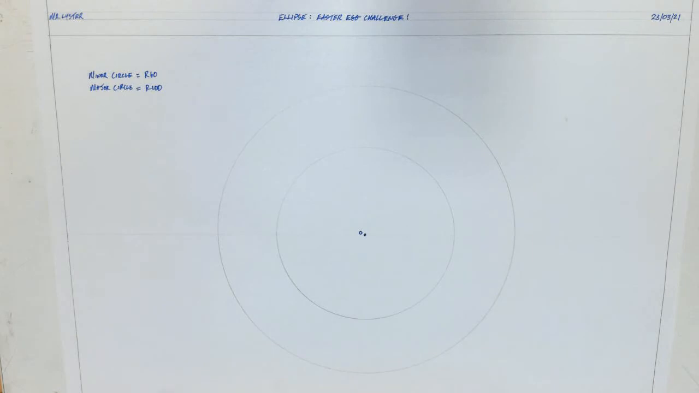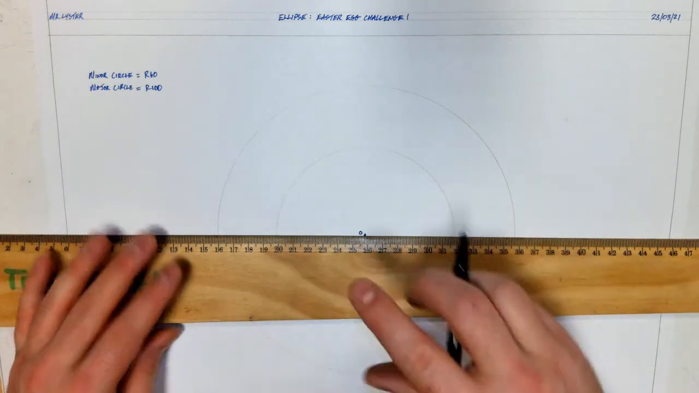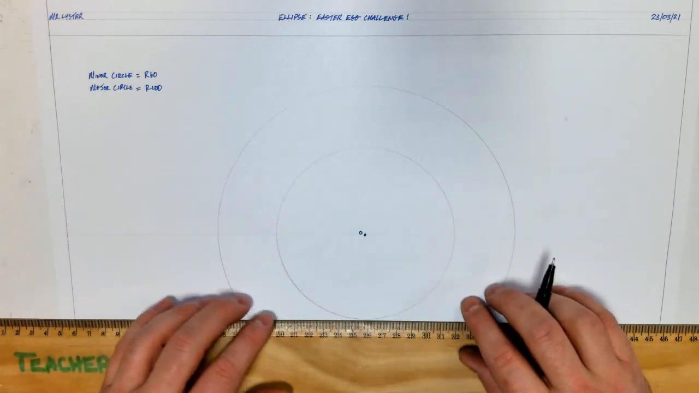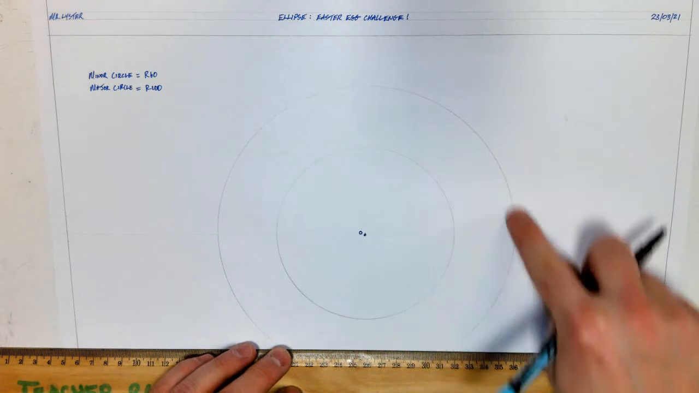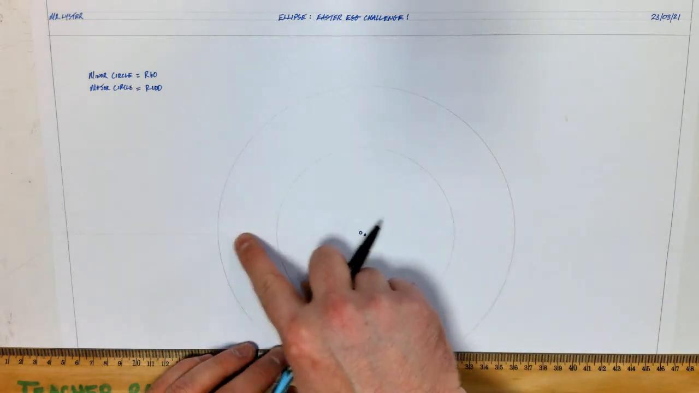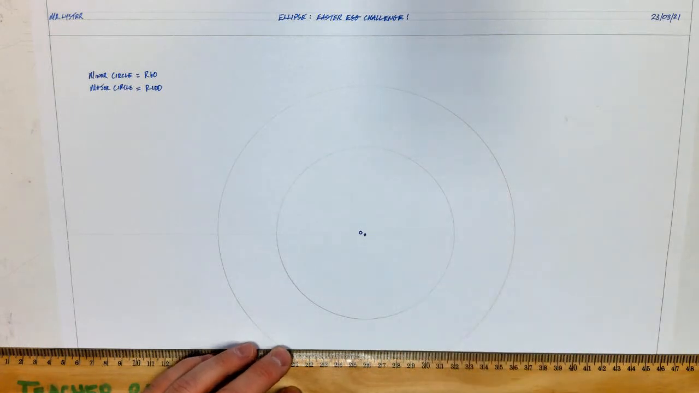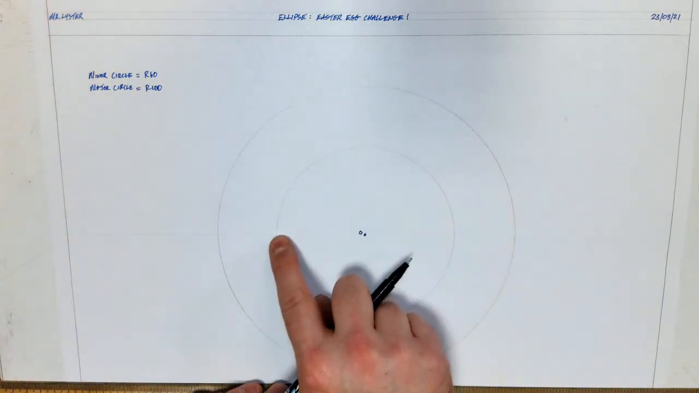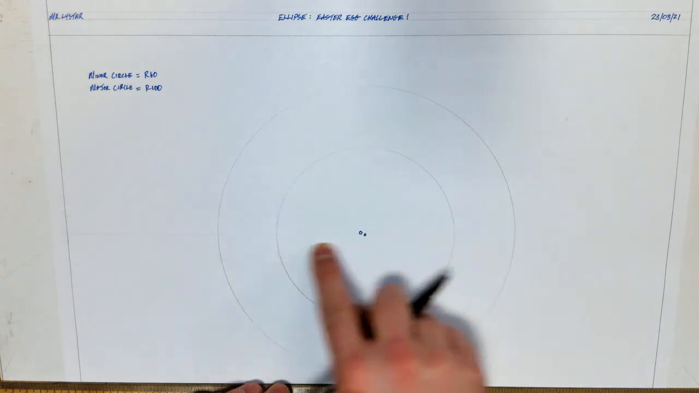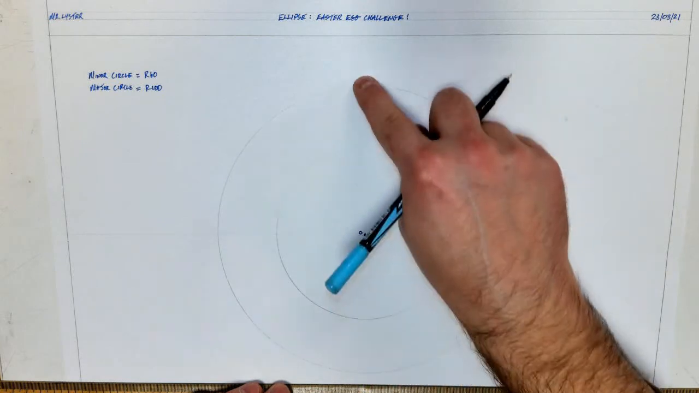Firstly, we are going to draw our minor axis. In previous examples you would have seen that the ellipses we drew were what we call horizontal ellipses, where the major axis is on the horizontal and the minor on the vertical. However, in the case of the Easter egg, we want it to be upright. So we are going to have our minor axis on the horizontal and our major axis on the vertical.